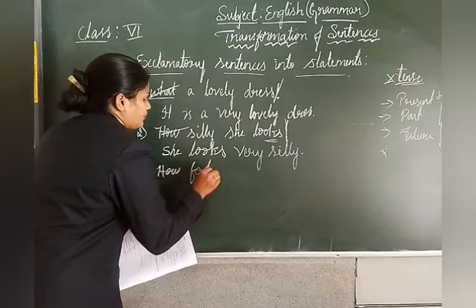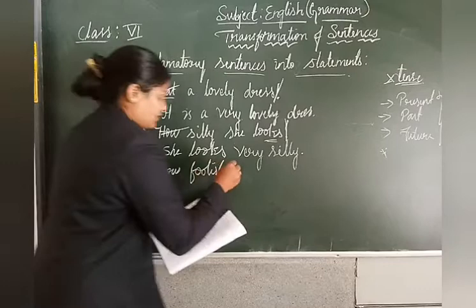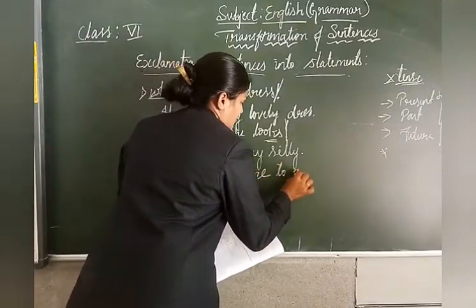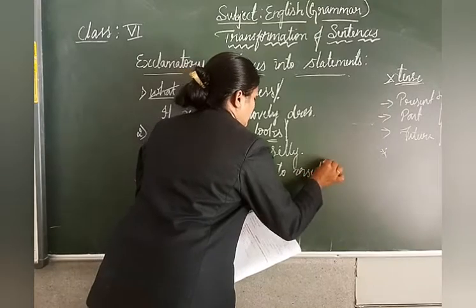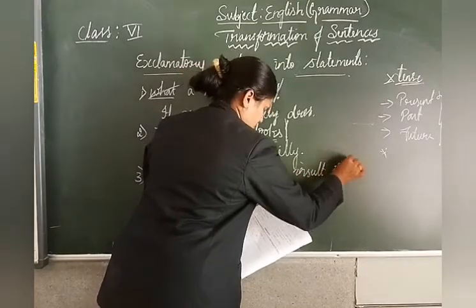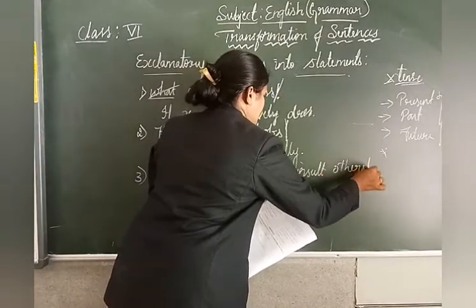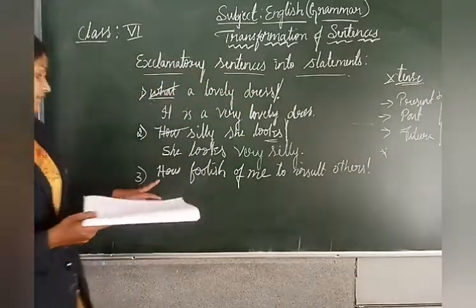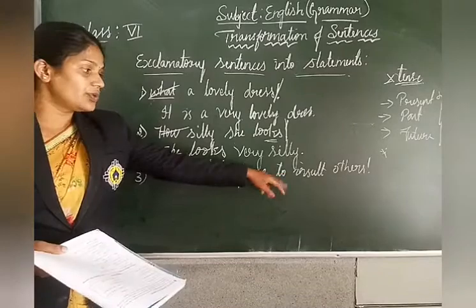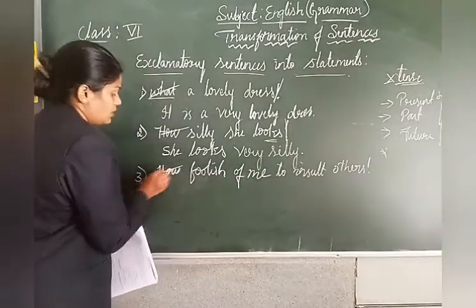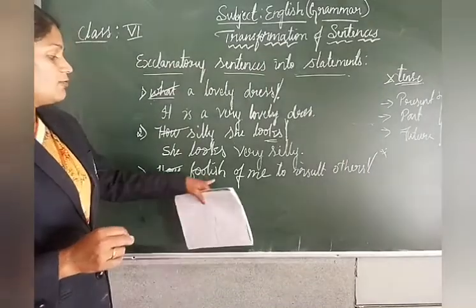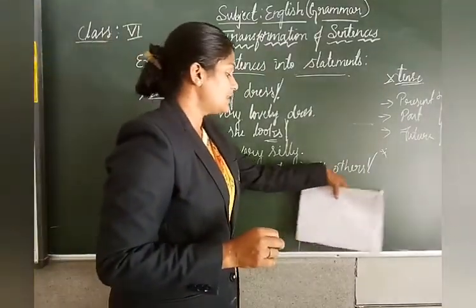How foolish of me to insult others. So, how foolish of me to insult others. We have to cross out "how" and the exclamatory sign. Foolish of me to insult others.